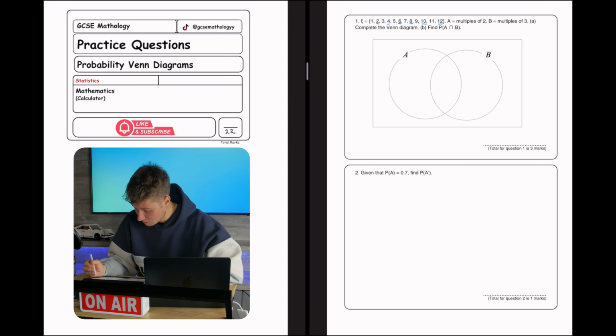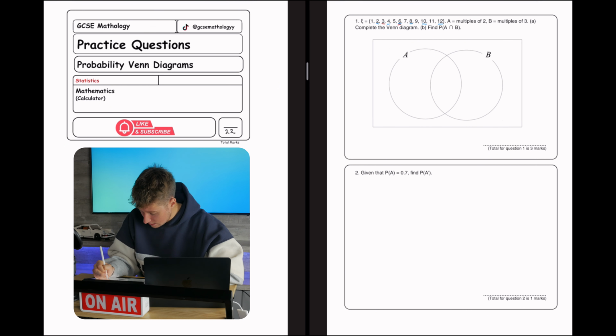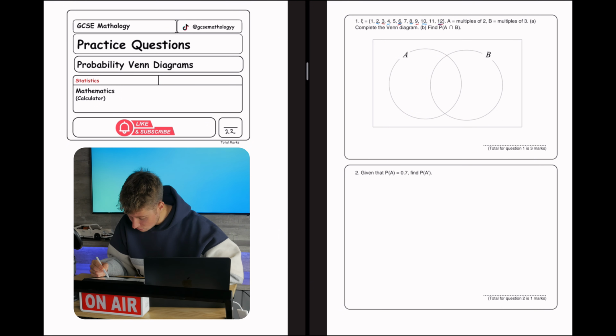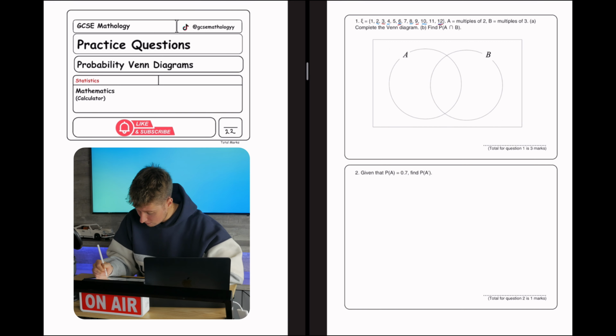Next we're going to look at the multiples of 3. So these are 3, 6, 9, 12. So the middle of this Venn diagram includes the multiples of 2 and also the multiples of 3. So these are the numbers that have 2 double lines underneath them. So that is 6 and 12.